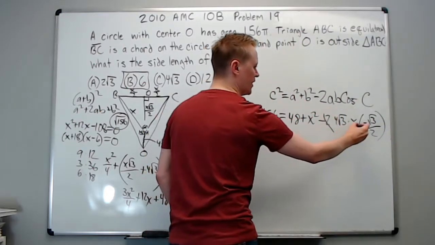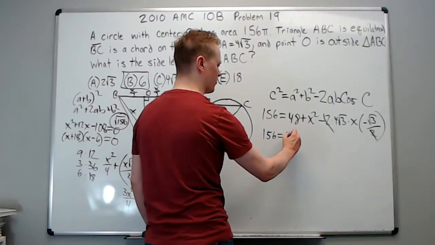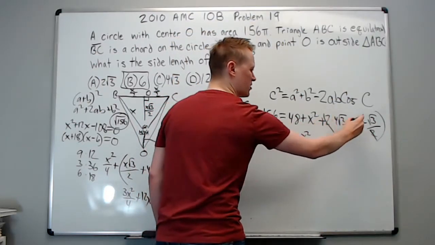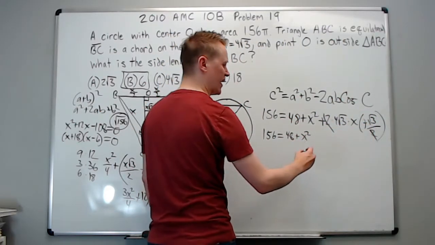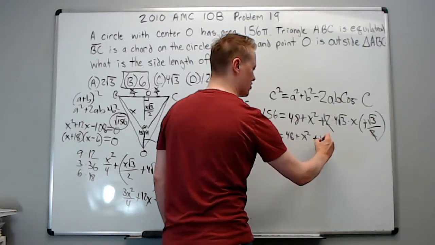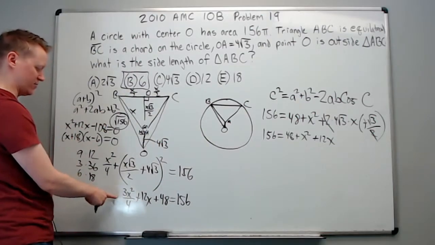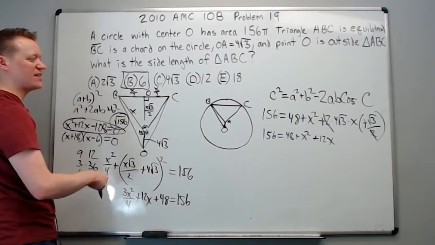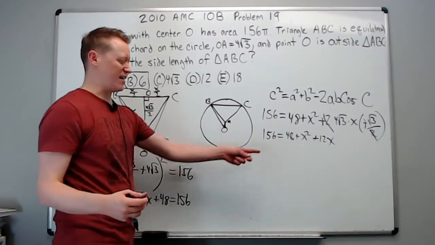Now the 2 and the 2 will cancel, and you will get 156 equals 48 plus x squared. And then the minuses cancel. Also, 4 root 3 times root 3 is going to be 12x, so it's plus 12x. And then this equation is exactly the same as what we had right here, essentially. After we move the 156 over, it looks like that as well. So that's it. That's the other way to solve it.